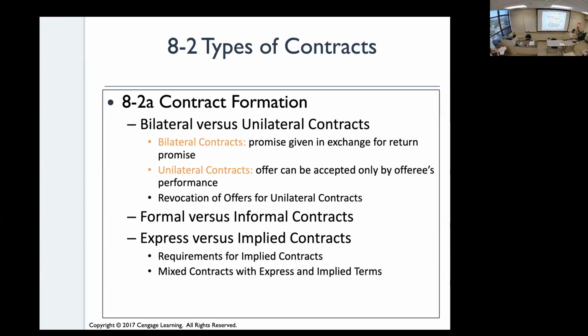We'll talk more about formal and informal contracts. It depends on the formation, how much communication was done, and the way you formed the contract, written and so forth, right? We'll talk more about that.